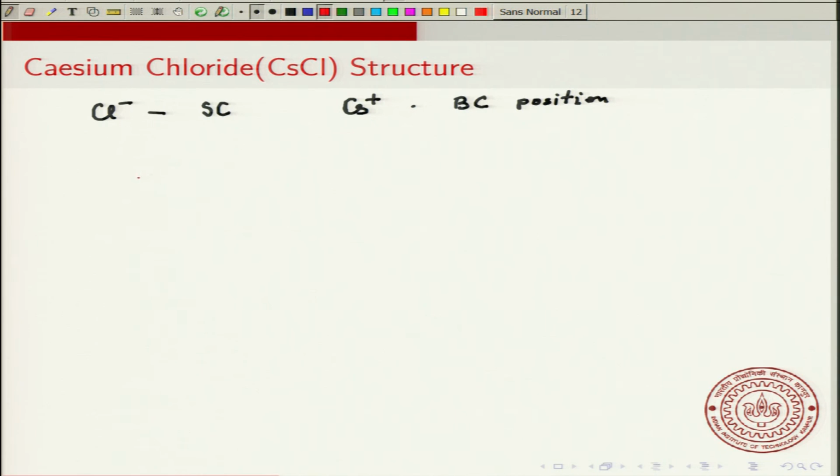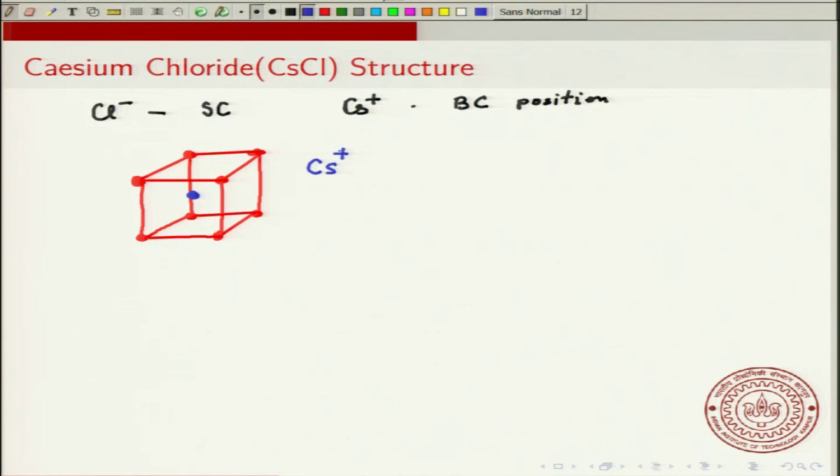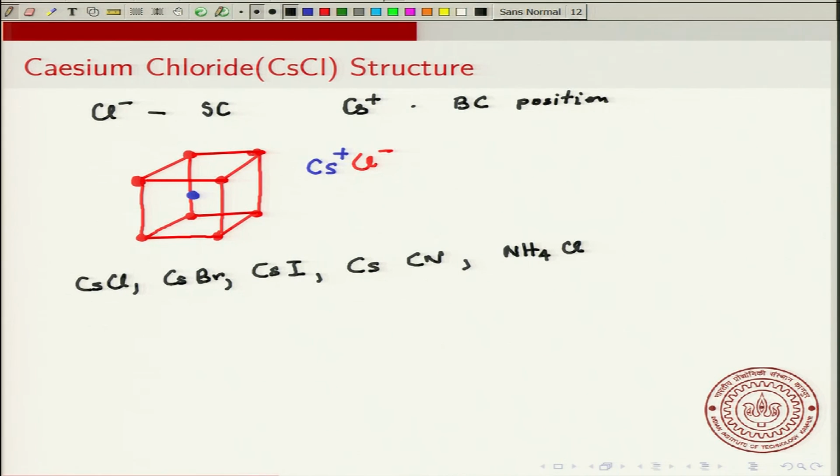So the structure looks like this. You have the chloride ions forming a simple cubic structure and the cesium ions occupying the body center. So you have Cs plus and Cl minus. This is another fairly common structure, and other compounds form it: cesium chloride, cesium bromide, cesium iodide, cesium cyanide, ammonium chloride.